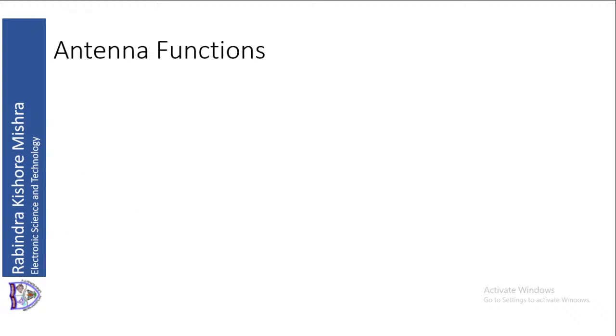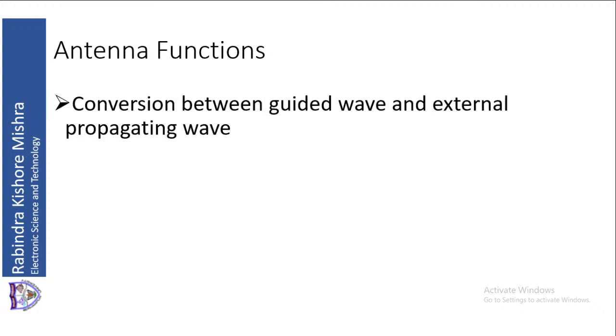Now, what are the functions of the antenna? From the definition, you can see what the functions of the antenna are. Let us list the functions of the antenna. The first function is it converts a guided wave to an external propagating wave and vice versa, which means either it converts a guided wave to an external propagating wave.